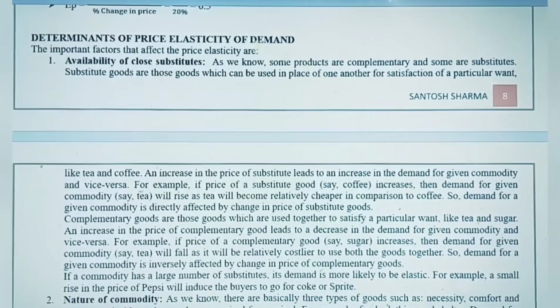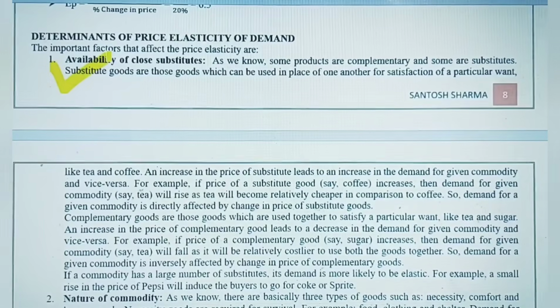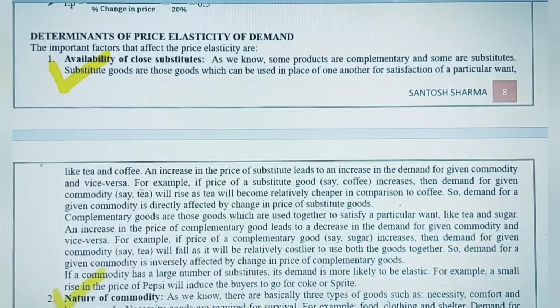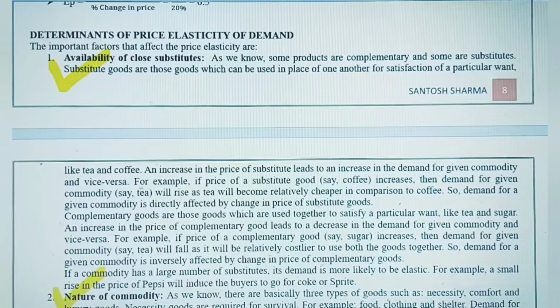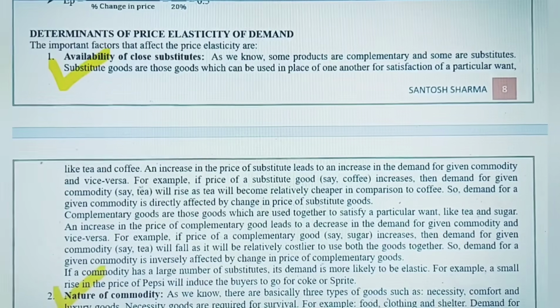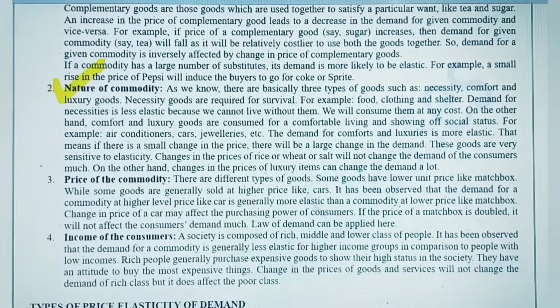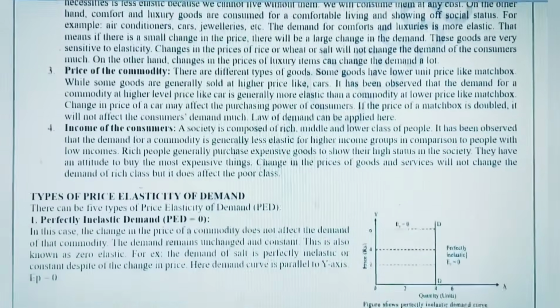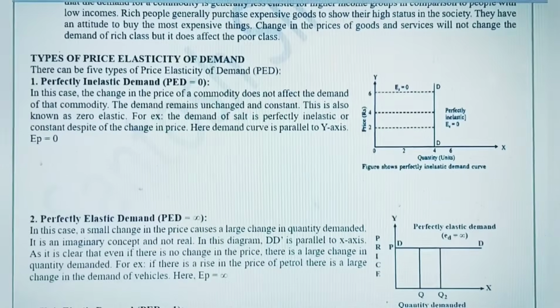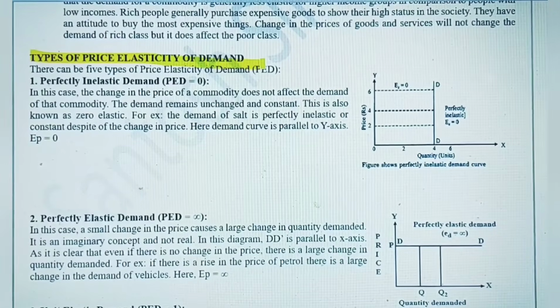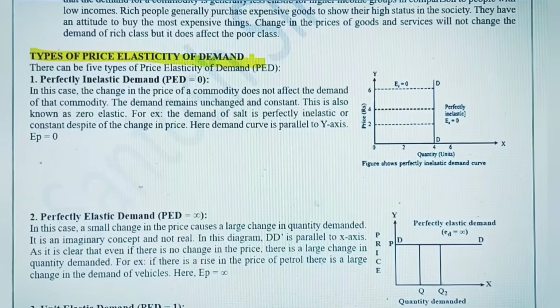These are very important, like availability of close substitutes, nature of commodity, income of the consumers. So there are a lot of factors. I mean, the determinants of demand and determinants of price elasticity of demand, not much difference. Okay, then comes different types of price elasticity of demand. This is important. We have done this in the previous classes also. So 5 types are there.